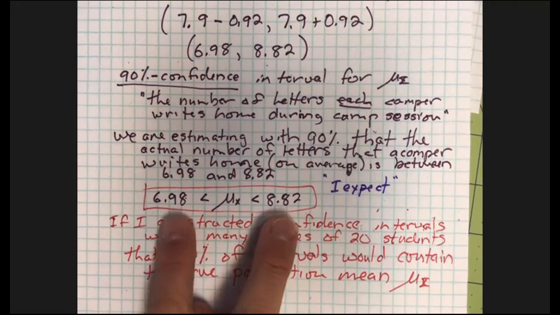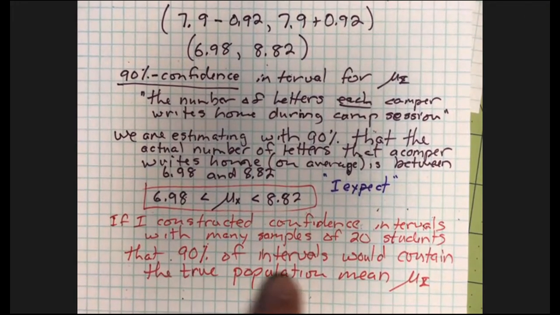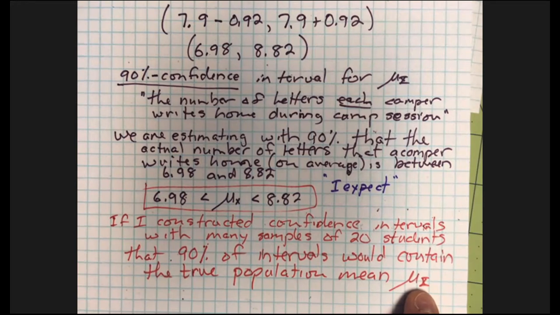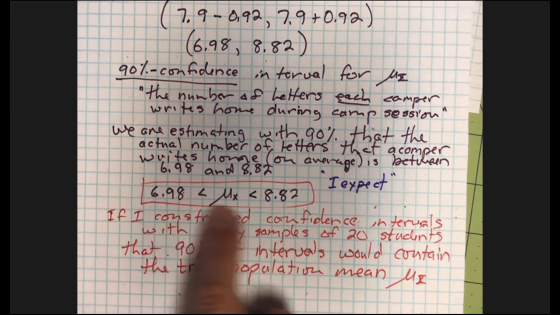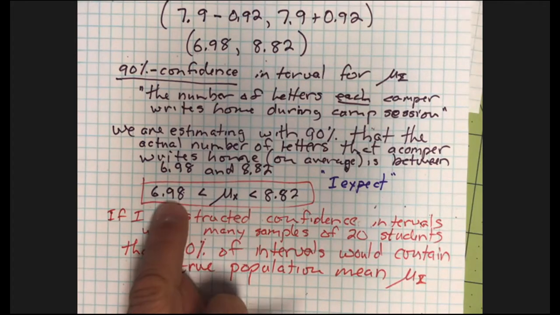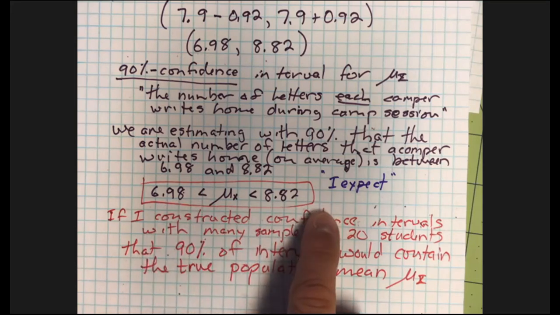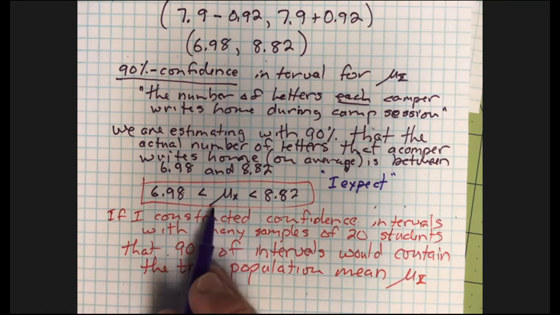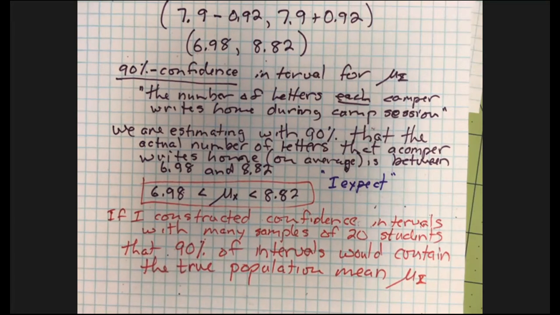What I'm saying is that if I did that over and over again, 90% of my intervals would be winners. 90% of my intervals would have the true population mean inside of them. And no more than 10% would fail to have the true population mean. So notice very carefully, I am not guaranteeing that the population mean is between 6.98 and 8.82. I'm just saying that if I did this over and over again, I would win 90% of the time. Now that's a full and careful explanation of a confidence interval problem.